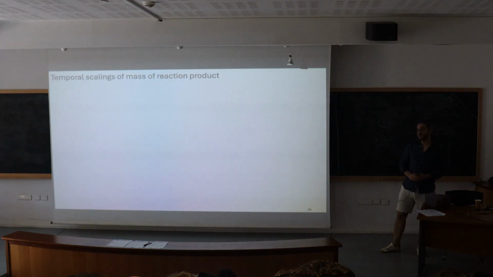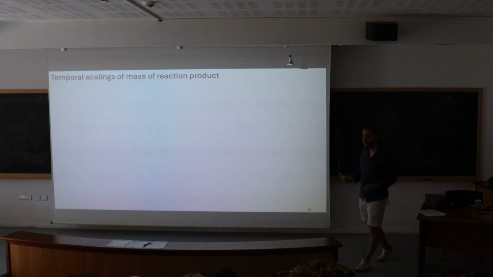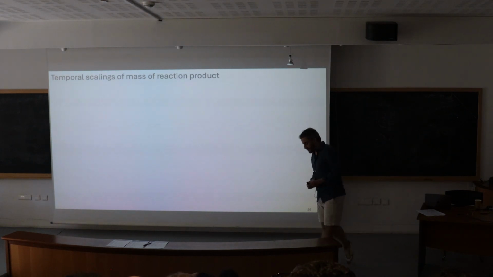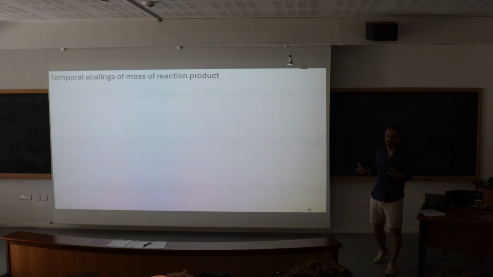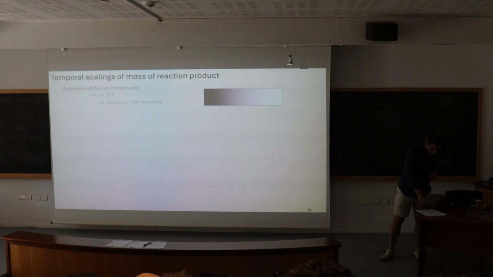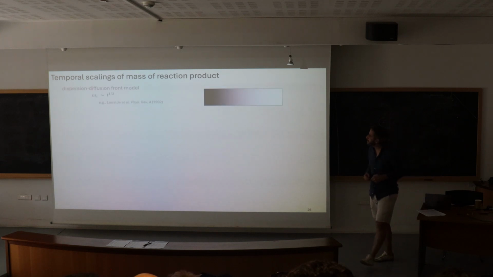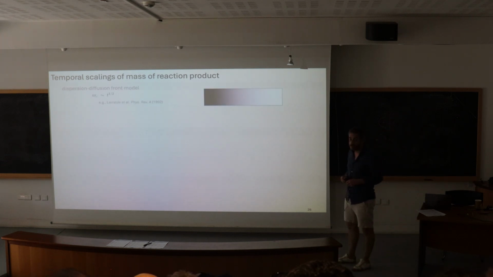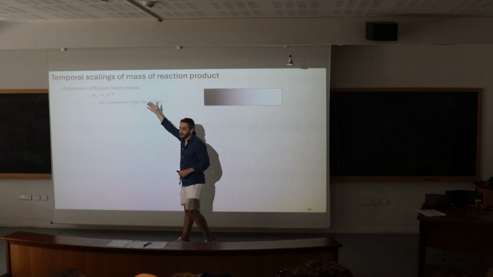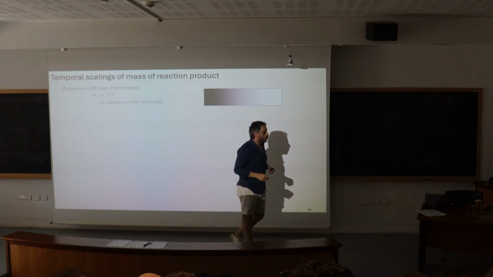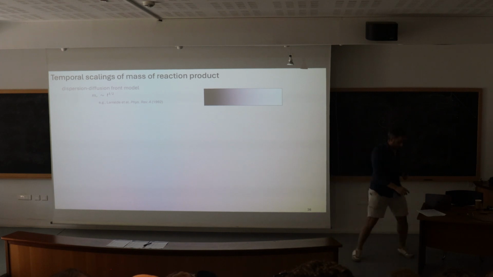So, more definitions. Now we want to characterize the temporal scales of the mass of reaction product. And for that, it depends on the model that you consider. So if we consider a dispersion diffusion model, the scaling of the mass of reaction product will be like the Fickian scaling, the one expected by the classical formulation also.